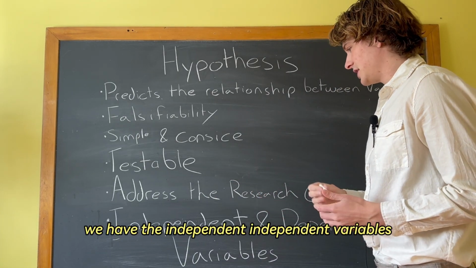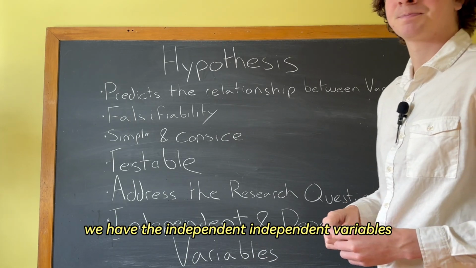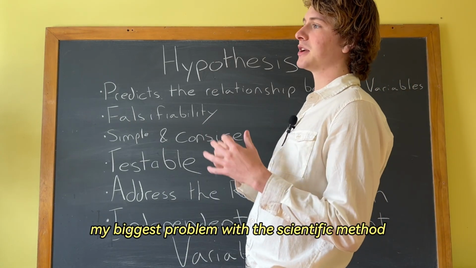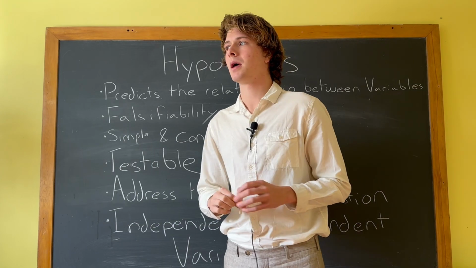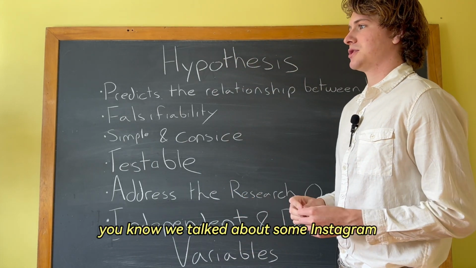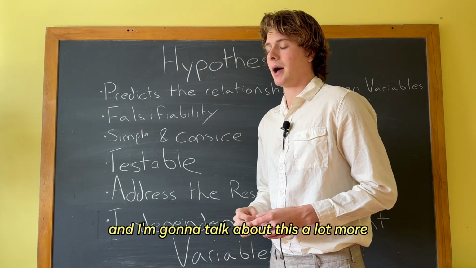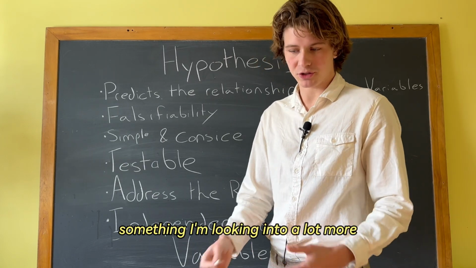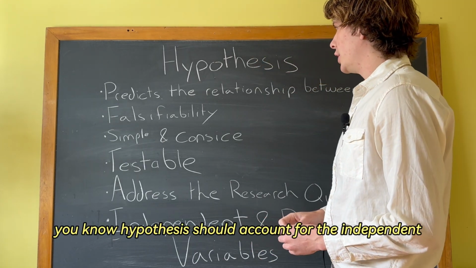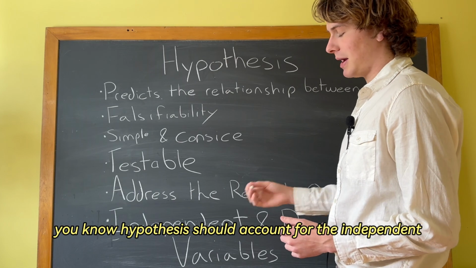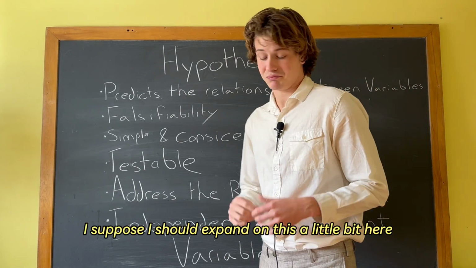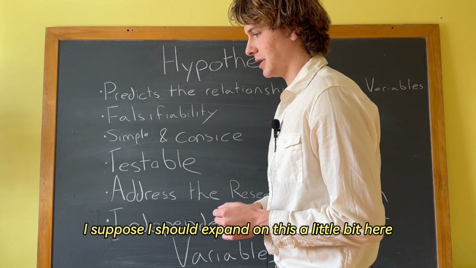Lastly, of course, we have the independent and dependent variables. My biggest problem with the scientific method. We talked about this on Instagram, and I'm going to talk about this a lot more. It's something I'm looking into a lot more. A hypothesis should account for the independent and dependent variables. I suppose I should expand on this a little bit here.